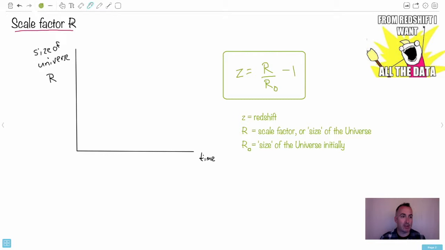Another one is the scale factor, or the size of the universe. I love this from Redshift. I want all the data.